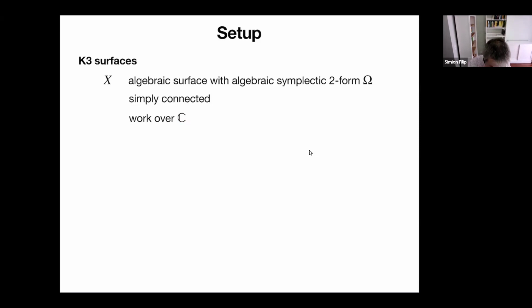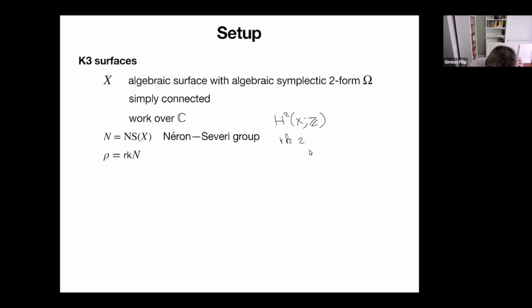Okay, so this is just the definition. Then a key object associated to any K3 surface is the Néron-Severi group. So what is it? Remember, if we have a surface, we have H2 with integer coefficients. Because I assumed my surface is simply connected, it also means that there's no H1 and no H3. So the only interesting group is H2. Incidentally, all K3 surfaces have the same topological type. So this has rank 22 over Z.